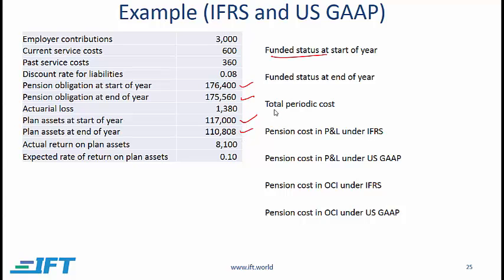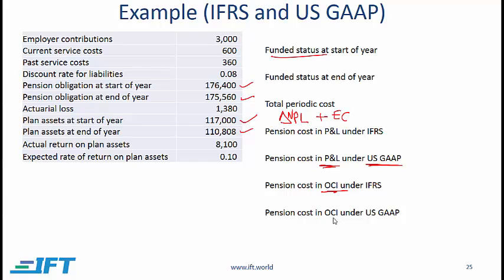What is the total periodic cost? That is going to be the change in net pension liability plus the employer contribution, which is 3,000. Then the pension cost under P&L. So we need to remember which components are reported under P&L under IFRS, what is reported under P&L if this company were following US GAAP, then what is OCI under IFRS and OCI under US GAAP.